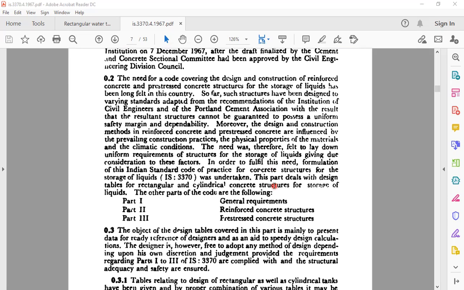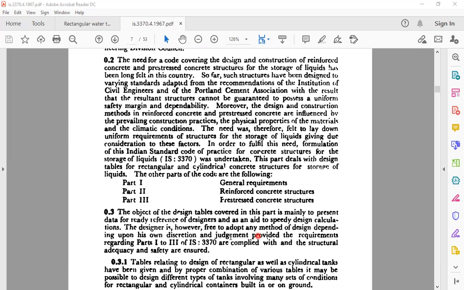This part deals with the design tables, as mentioned in the codebook itself, for rectangular and cylindrical concrete structures for the storage of liquids, meaning rectangular and circular water tanks or liquid storage structures. The other parts of this code are: part 1, general requirements; part 2, reinforced concrete structures; part 3, related to the pre-stressed concrete structures; and this particular part 4 has the design tables.